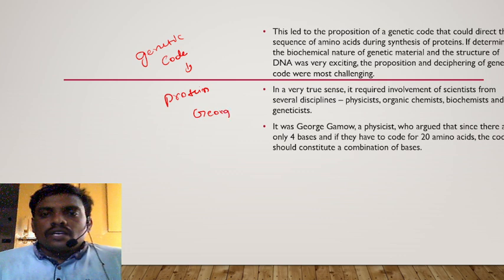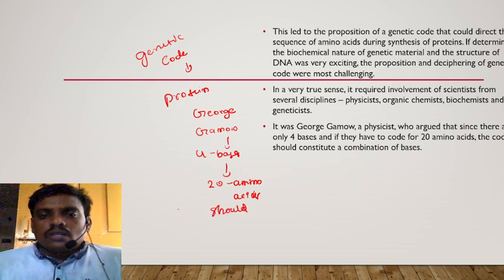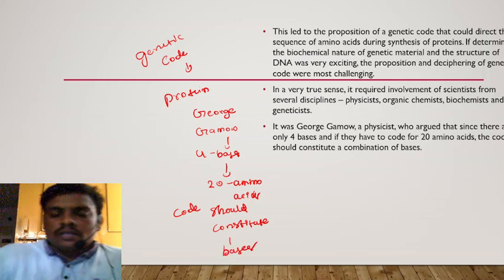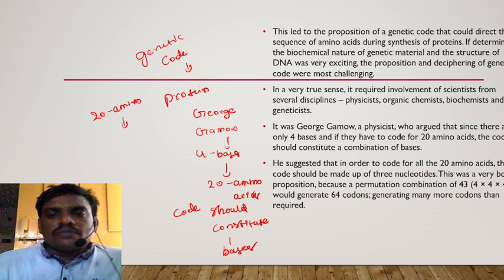George Gamow, a great physicist, argued that there are only 4 bases, and they have to code for 20 amino acids. The code should constitute a combination of bases. He suggested that in order to code for all 20 amino acids, the code should be made up of 3 nucleotides. What are those nucleotides? We are going to learn.